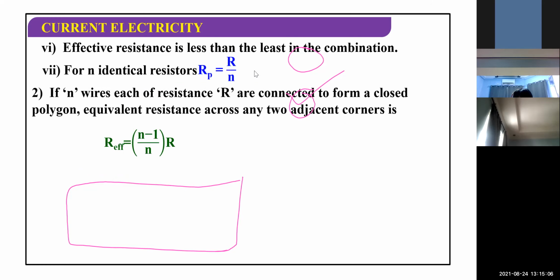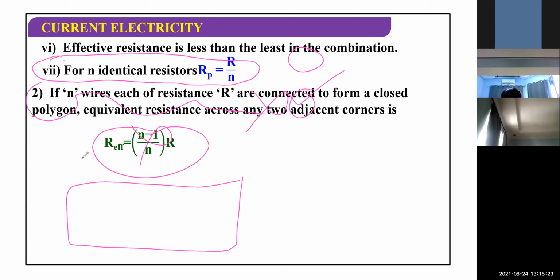And the last result that I will suggest you note down is point number 7, only point number 7, children. Forget about this point, just forget about this. This will help only those students looking for engineering. Otherwise, for IGCSE, RP equal to R divided by N.